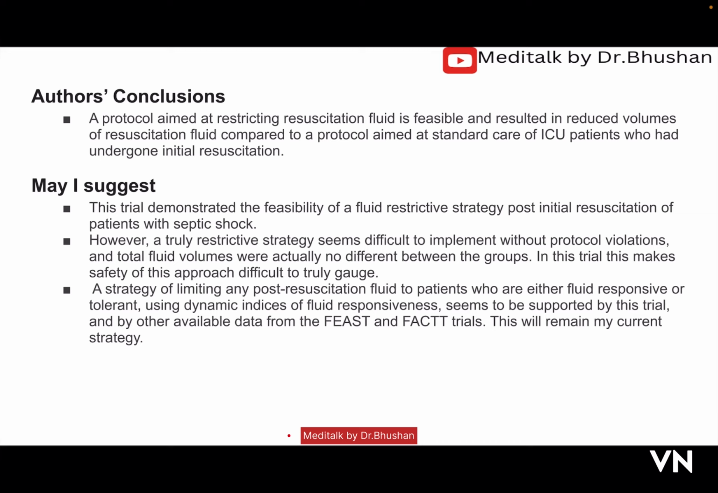The total fluid volumes were actually no different between the groups in this trial. This makes the safety of this approach difficult to gauge, and the strategy of limiting any post resuscitation fluid to patients who are either fluid responsive or tolerant using dynamic indices of fluid responsiveness seems to be supported by this trial and other available data from the FIST and FACT trials. This will remain my current strategy.